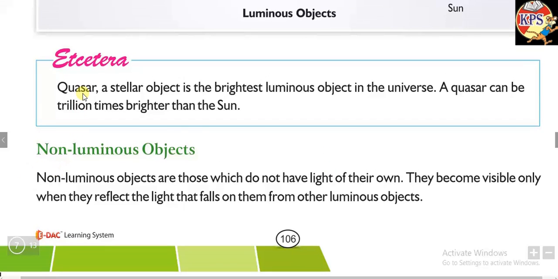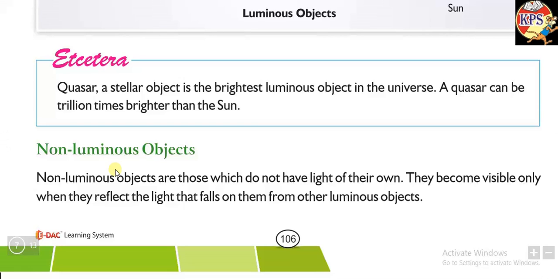Here we are going to talk about quasar. The word quasar is related to space. A quasar is a stellar object, the brightest luminous object in the universe. A quasar can be trillion times brighter than the sun. So you can read about it on the internet.